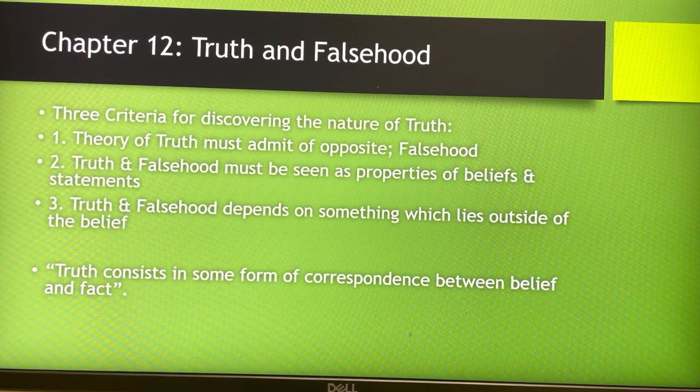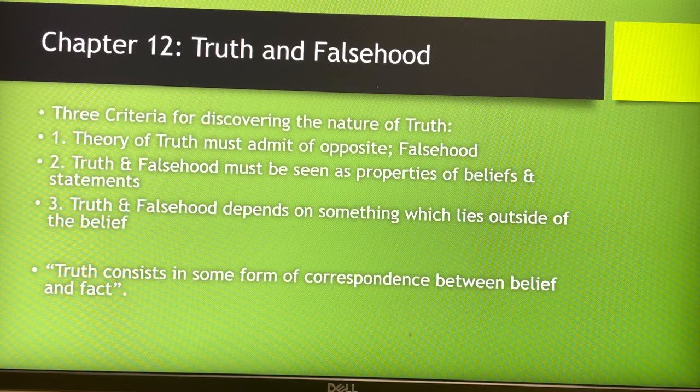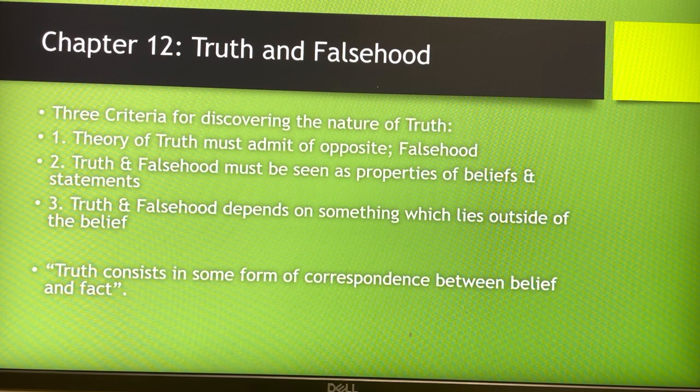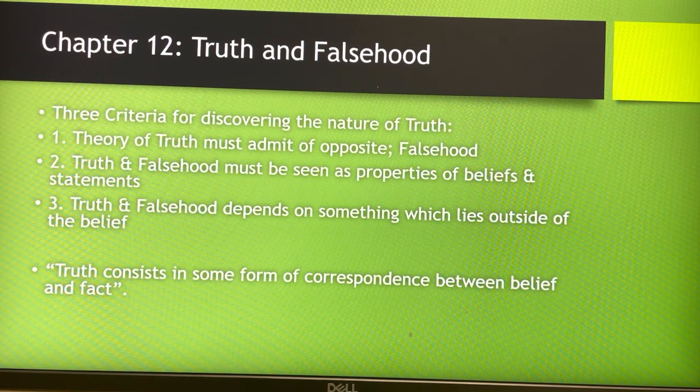Thirdly, truth and falsehood depends upon something which lies outside of the belief. So essentially, truth consists in some form of correspondence that exists between belief and fact. So somewhere between our belief and the statement of fact that we're calling true or false, this is where this notion is going to reside. And so there is a correspondence there.